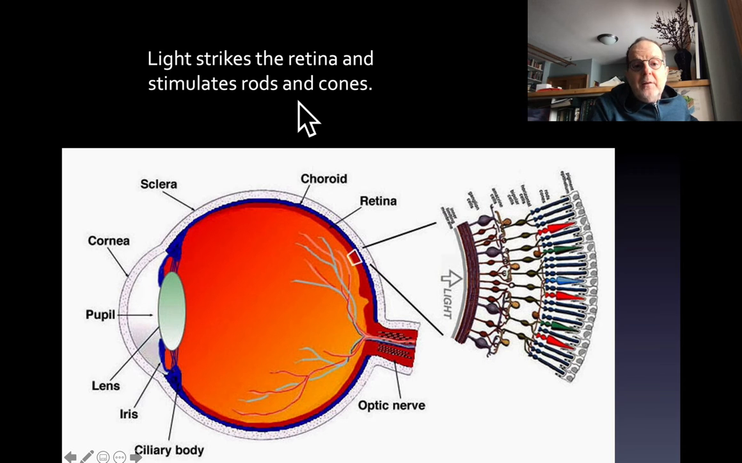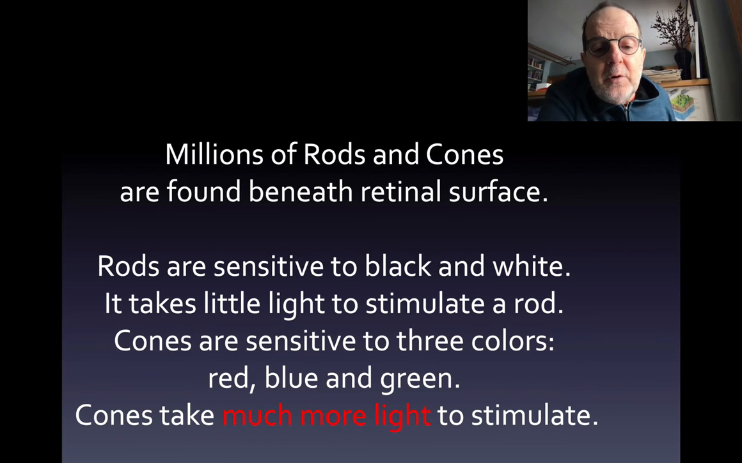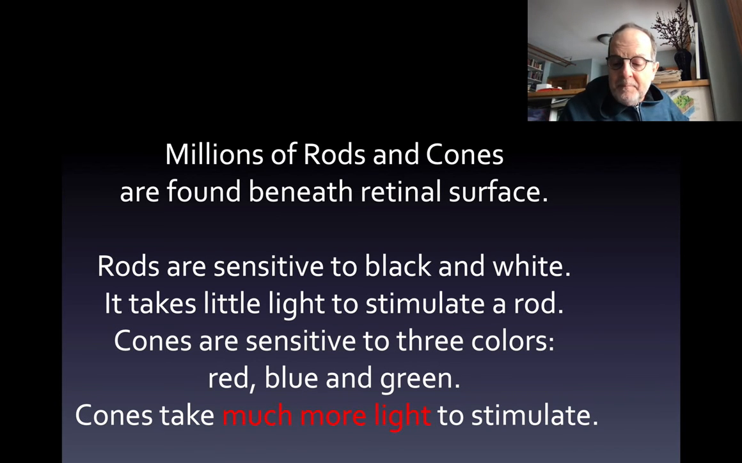Light strikes the retina and stimulates rods and cones. Your rods and cones can be found beneath the retinal surface, and there are millions of them. The rods are sensitive to black and white, and it takes very little light to stimulate them. So that's why you can see as light is dimmed or towards the dark, because your rods are still able to pick up wavelengths of visible light.